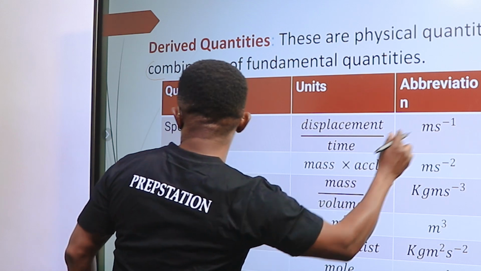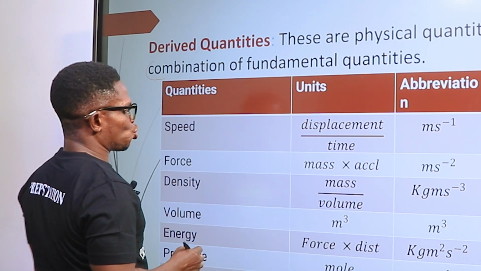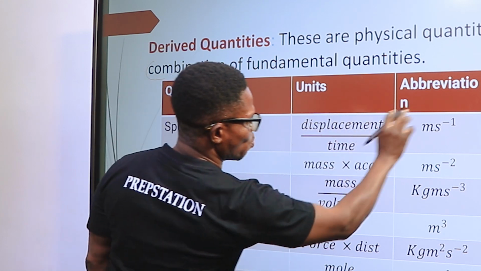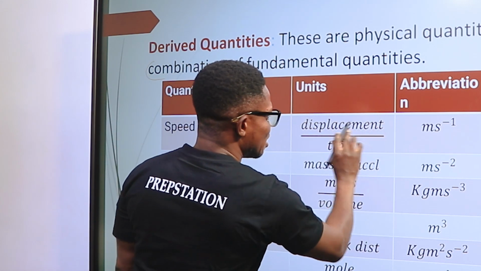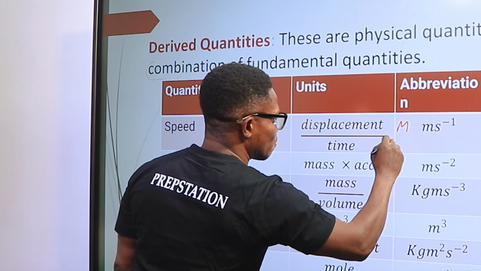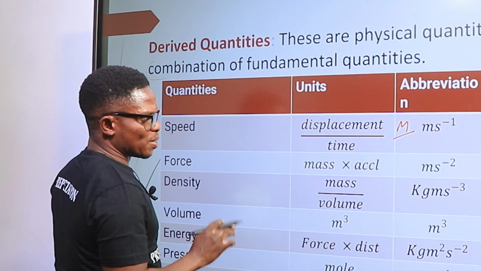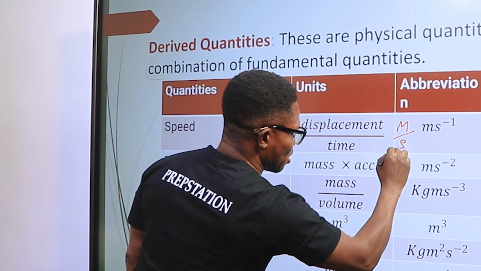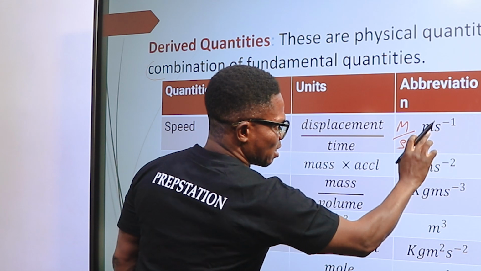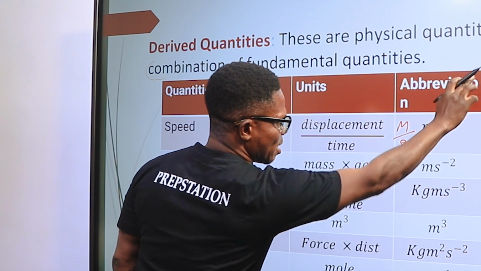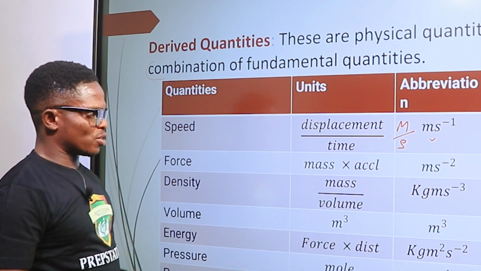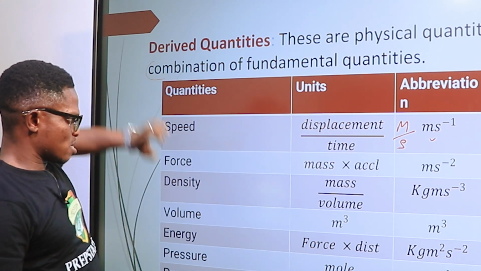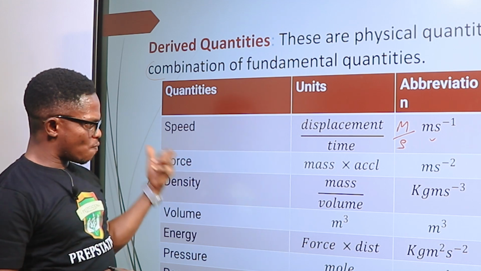And of course, you can easily get the units by simply looking at what is happening here. Displacement represents length. The unit of length is meter, over time, whose unit is second, and so you have this. If I represent this in indices form, then you have it as ms raised to the power minus 1. So as you can see, it is derived from the fundamental quantities.